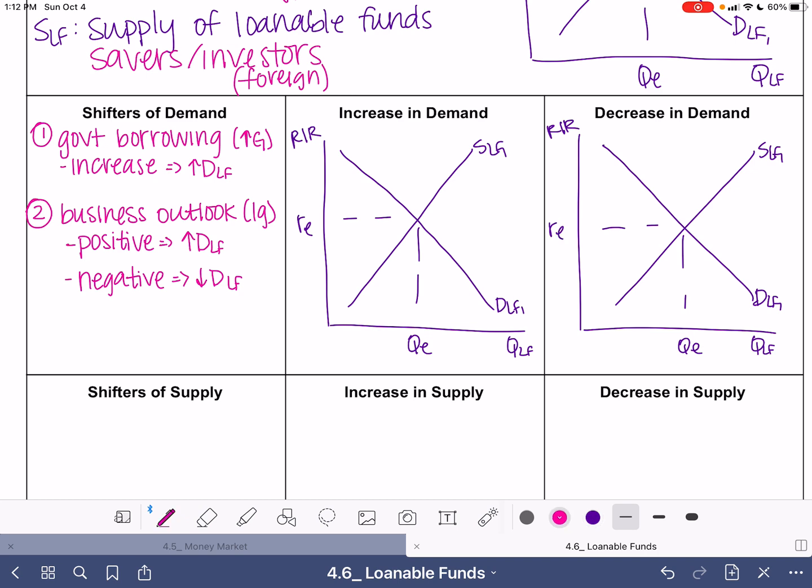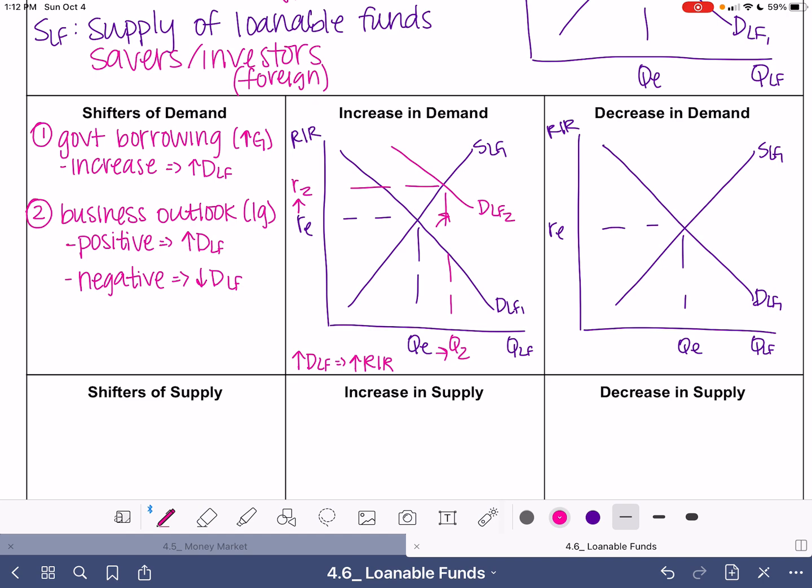So we'll start with increase in demand first. So increase, we're going to go to the right. Demand of loanable funds 2. Quantity 2. And interest rate 2. So when we increase our demand for loanable funds, we will increase our real interest rate.